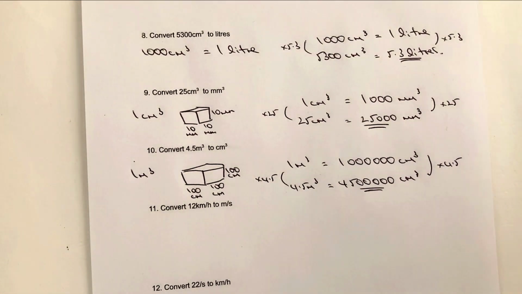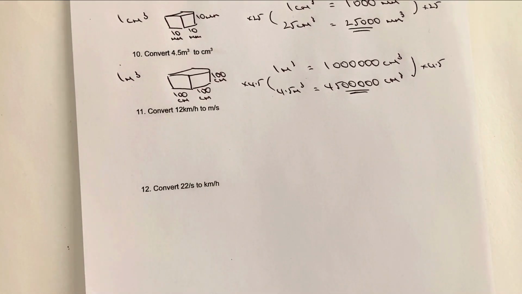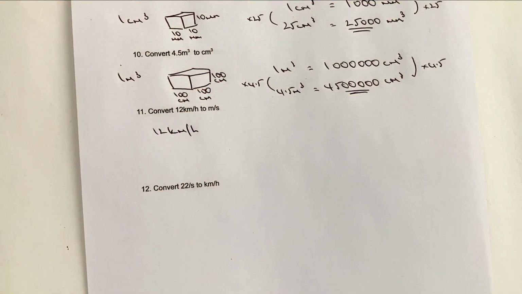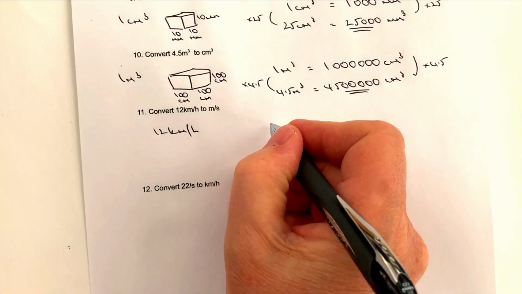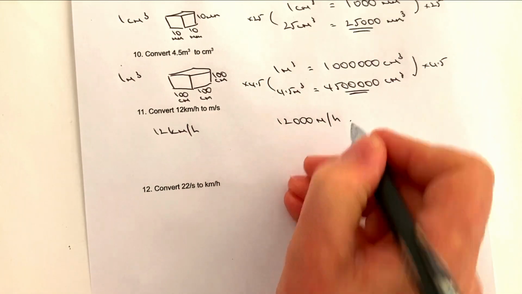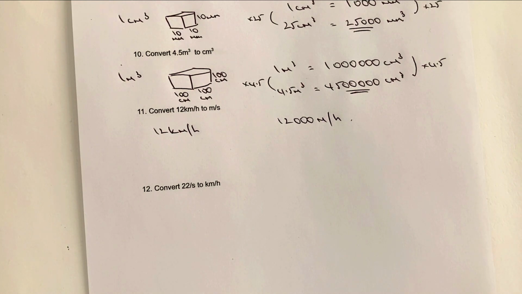Let's move on then to just a couple of questions that I've come across fairly recently. It says convert 12 kilometers per hour to meters per second. A little bit tricky to work through, but let's give it a go. If we've got 12 kilometers per hour, and we multiply that by 1,000, because there are 1,000 meters in a kilometer, we can say that's the same as 12,000 meters per hour. Hopefully that's all right.